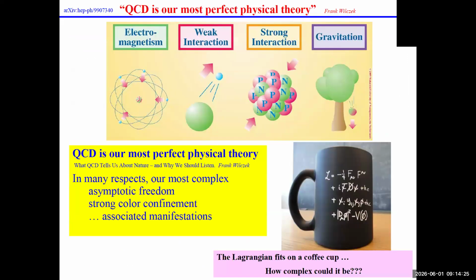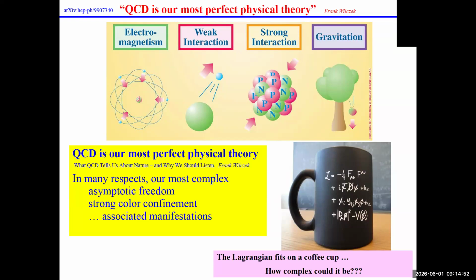So here we have the four fundamental forces. We've already unified electroweak, electromagnetism and the weak interaction. But of the four, three of these are perturbative. So if you go out to large distances, they get weak, and you can do perturbation expansions. But the strong interaction, that's strong at large distances. But because of that, it's claimed QCD is our most perfect physical theory.